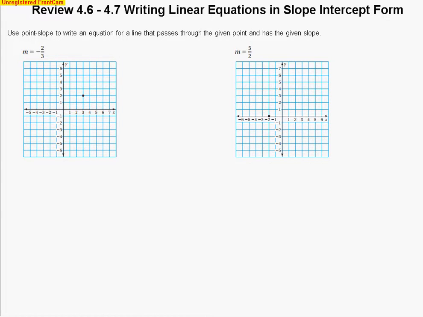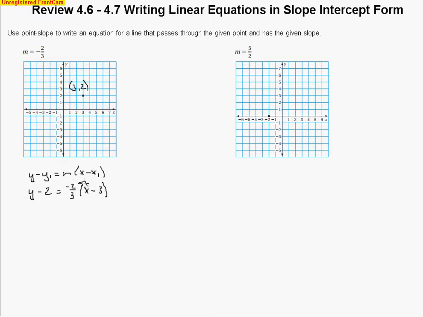And so on this first equation, it says m equals negative 2/3. So that's our slope. This is our point, and this point is 3 spaces to the right, 2 spaces up. So what I'm going to end up doing is using point slope, which goes this way: y minus y1 equals m times x minus x1. And I'm taking the point and putting it in place of y1 and x1. So it should be y minus 2 equals the slope of negative 2/3 times x minus, and then the x value, which is 3.